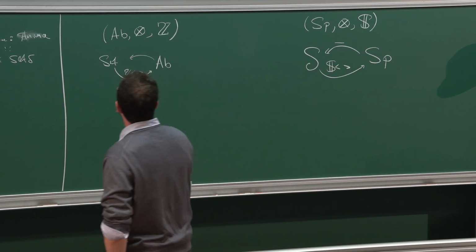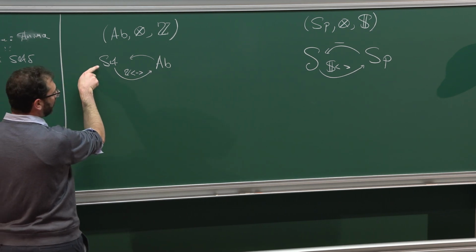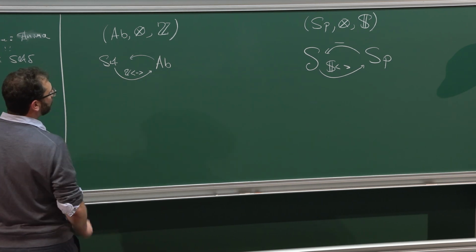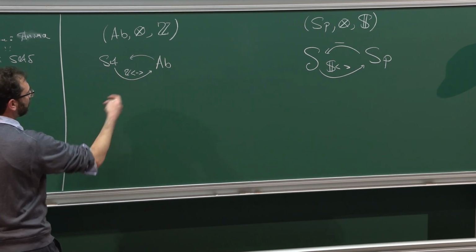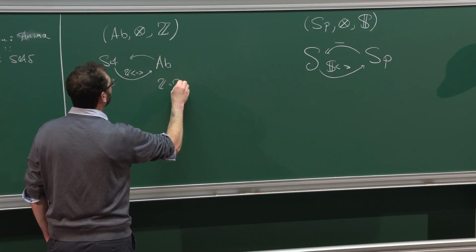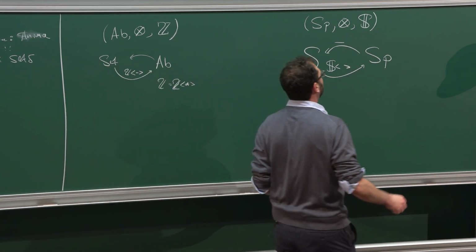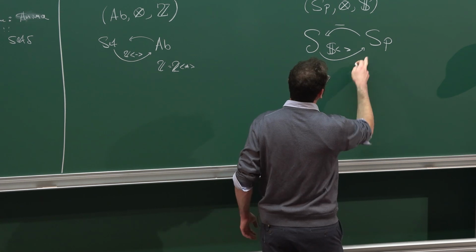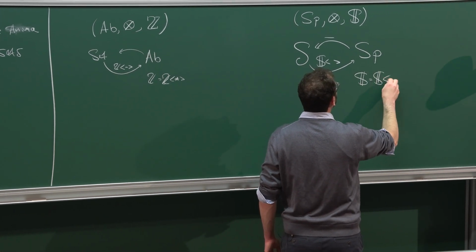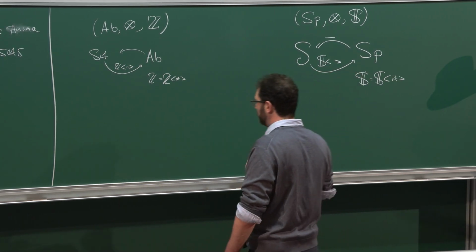And this functor in this direction is symmetric monoidal. In particular, it sends a product to a tensor product. So Z itself is just the free abelian group on a point. And similarly, this functor is symmetric monoidal, and the sphere spectrum itself is the free spectrum on a point.